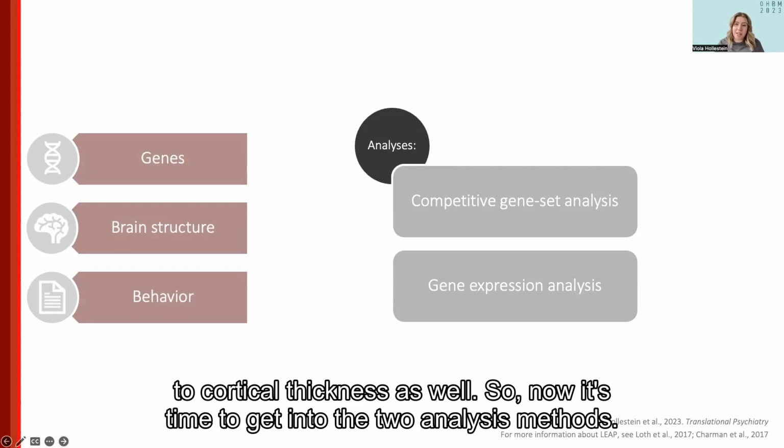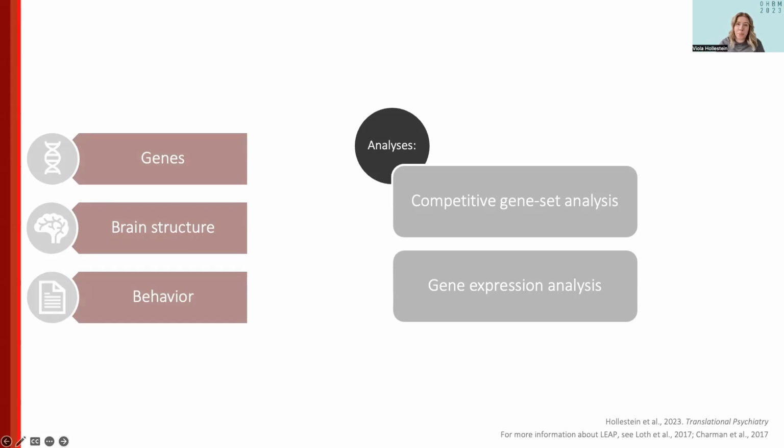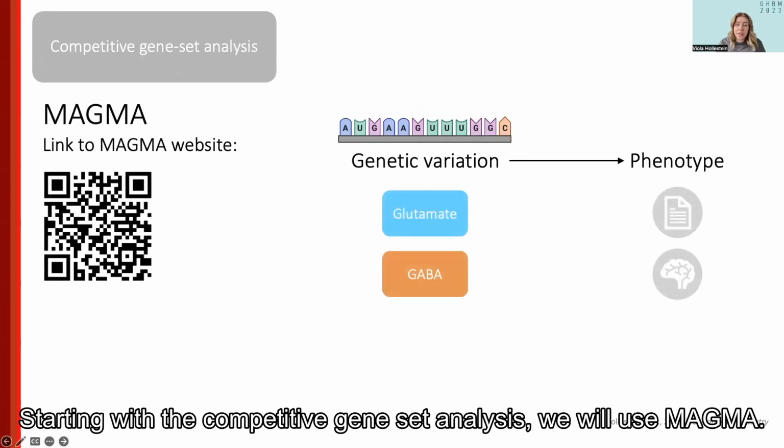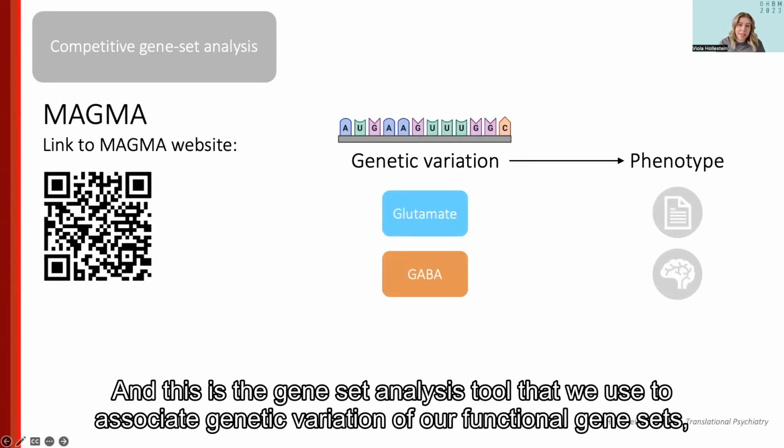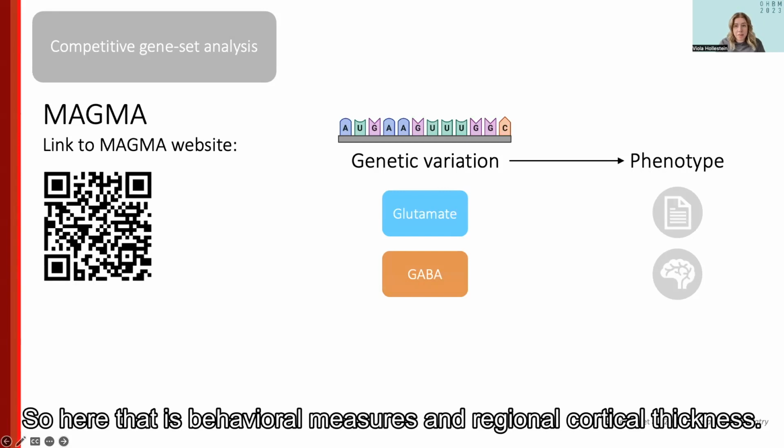So now it's time to get into the 2 analysis methods, competitive gene set analysis and then the gene expression analysis. Starting with the competitive gene set analysis, we will use MAGMA. And this is a gene set analysis tool that we use to associate genetic variation of our functional gene sets, so the ones that we selected for glutamate and GABA earlier, with a phenotype of interest. So here that is behavioral measures and regional cortical thickness.